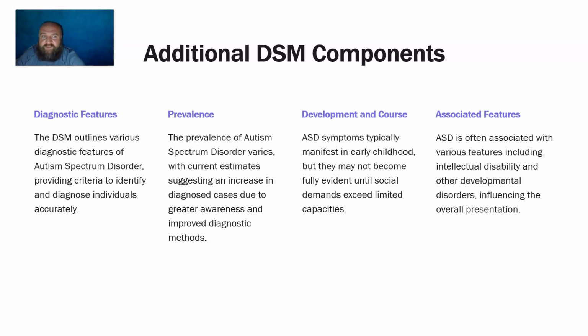And then associated features. ASD is often associated with various features, including intellectual disability and other developmental disorders, influencing the overall presentation. The DSM does talk about associated features. That is a separate module that we'll be going over in this class, as well as the main features and how to work with somebody who may have ASD, how to help them with processing these certain features that they may have.